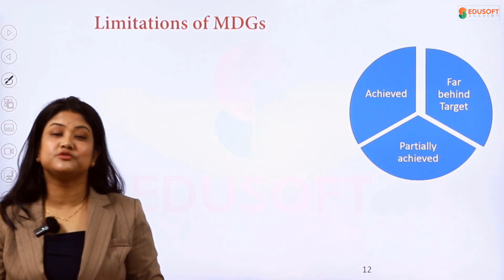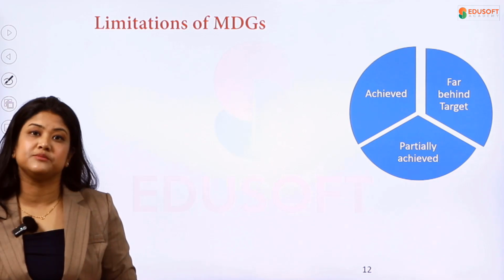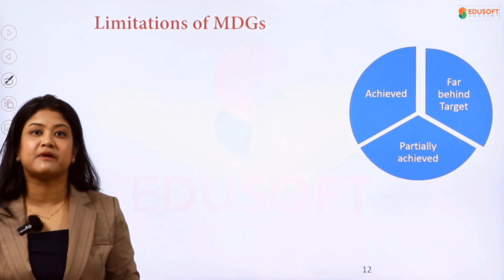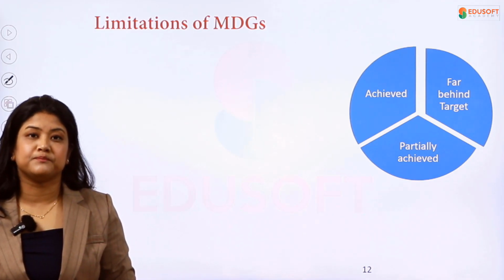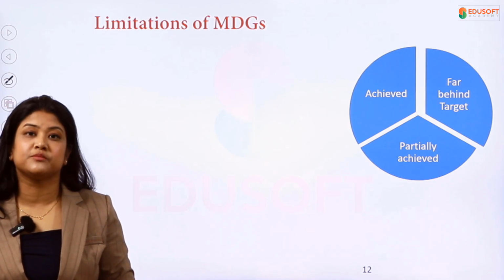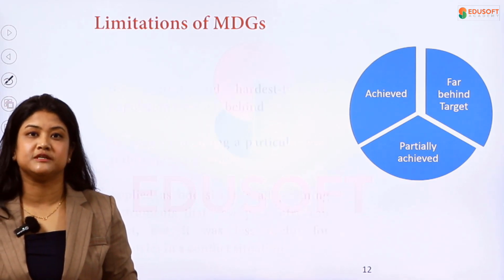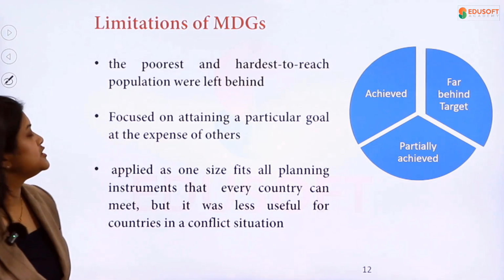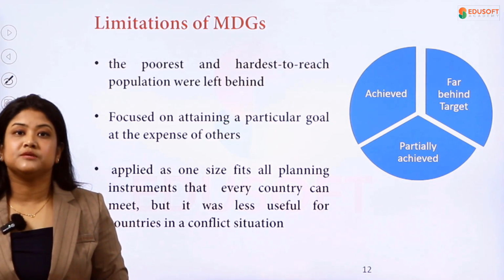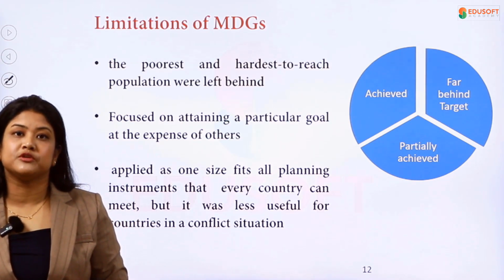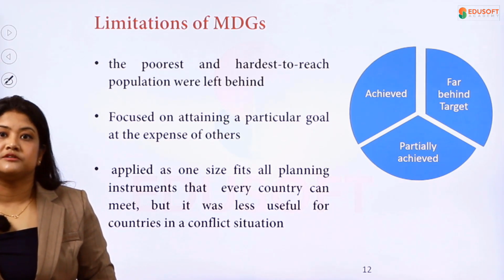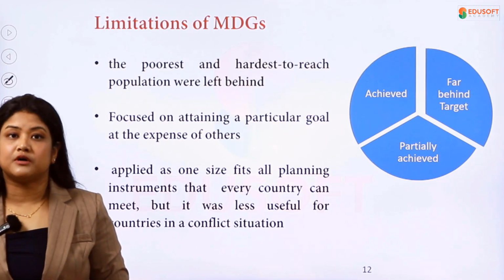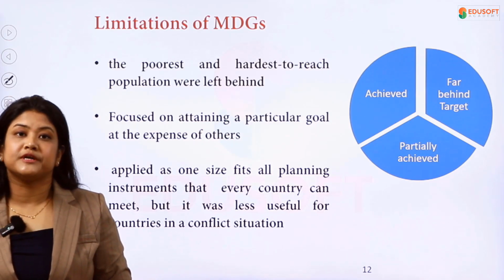So those were the strengths of MDGs. What were the limitations of MDGs? These limitations were also kept in mind when the Sustainable Development Goals were framed later on in 2015. The limitations are that the poorest and hardest to reach populations were left behind. They focused mainly on attaining a particular goal at the expense of others, so they could not be more comprehensive and inclusive.